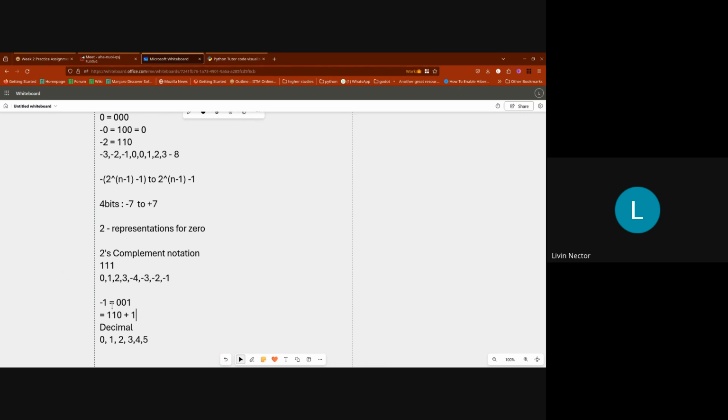So if I add 1, what will this number become? It will become 1, 1, 1. Assume these numbers are arranged in this order: 0, 1, 2, 3, 4, 5, 6, 7 - 0 to 7, 8 numbers. So now what is this 7? Actually, that is 1, 1, 1. Correct? So that's where we place this -1.